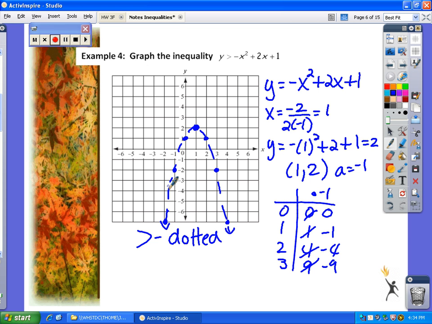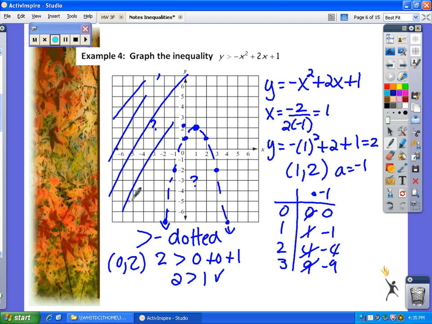Where to shade? I'm either going to shade the inside of it or the outside of it. Since it's y is greater than, I predict that I'm going to be shading the outside region. So I'm going to pick a point in my outside region. I'm going to pick 0, 2. Plug in 2, I get 0 plus 1, so 2 greater than 1. It is true, so my 0, 2 is in this outside region, so I'm shading the outside. Make sure you shade all the outside. So that's graphing an inequality. Pause this video if you need more time.